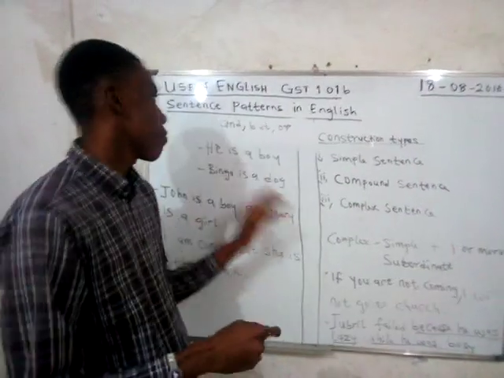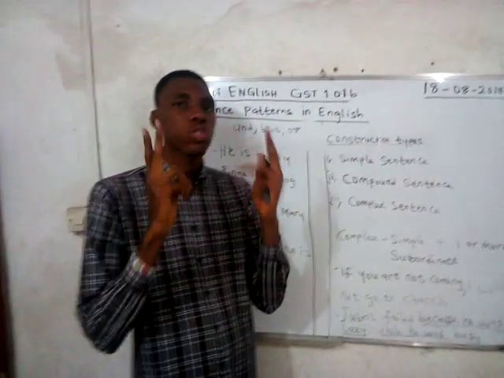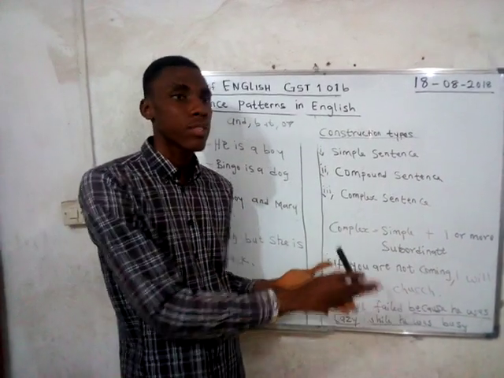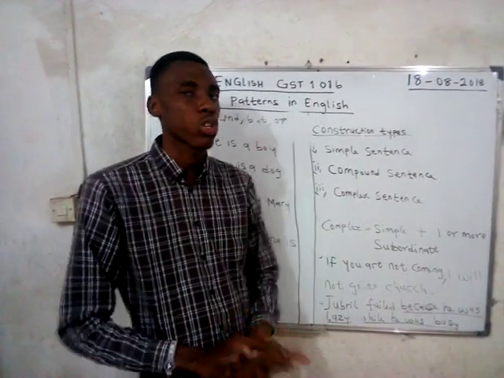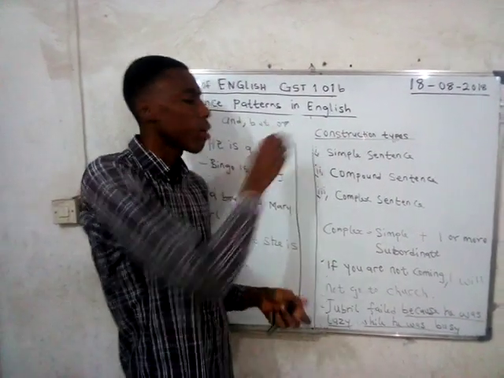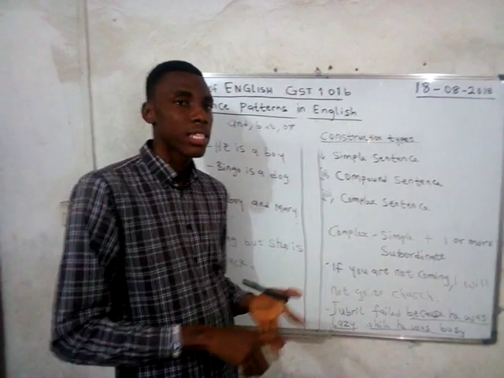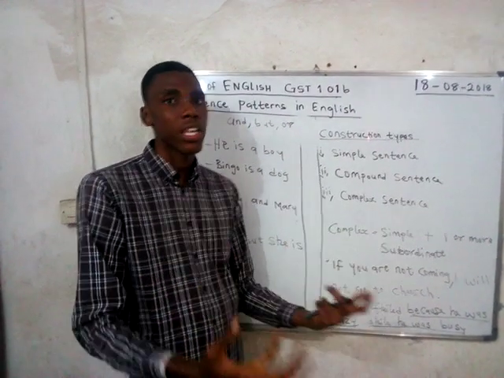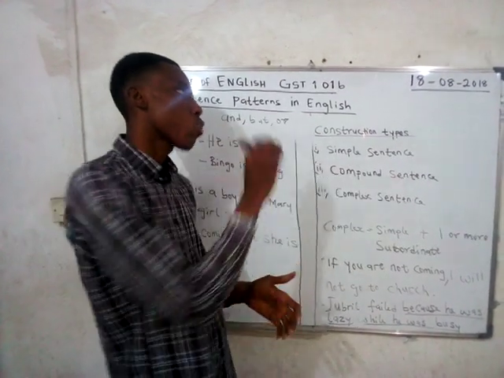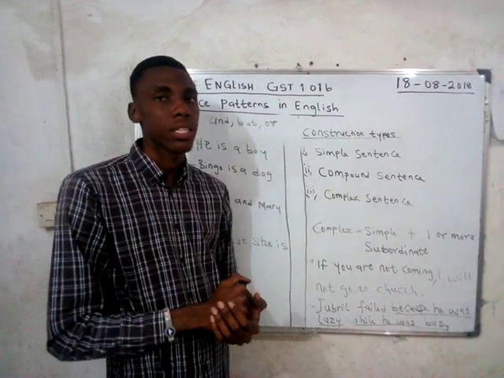Conclusively, we have been treating sentence patterns in English, and we said we have just two sentence patterns in the English language. We have the functional types and we have the construction types. Under the functional types, we're able to talk about the question types, the positive type, the negative type, and the one that gives a command, also known as the imperative type. Under the construction types, we're able to highlight the simple sentence, the compound sentence, and the complex sentence.